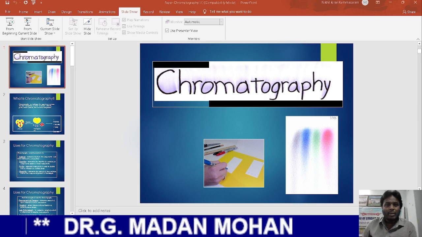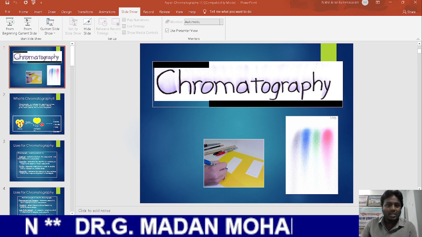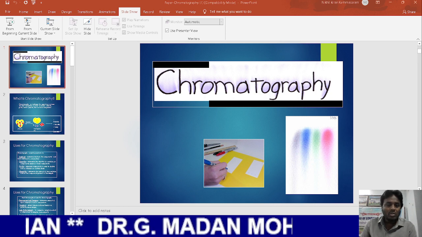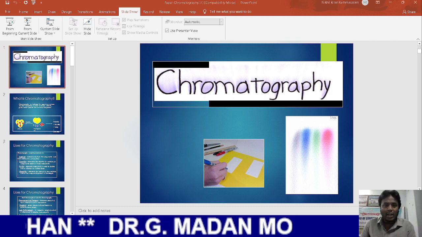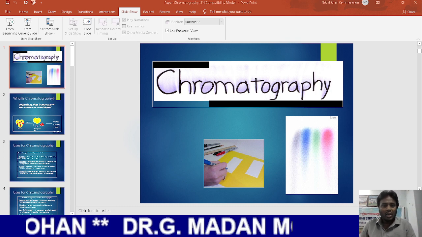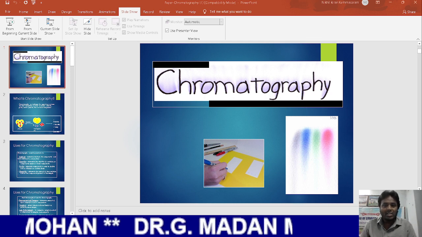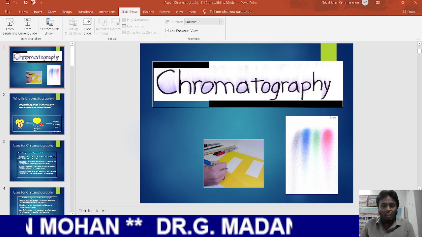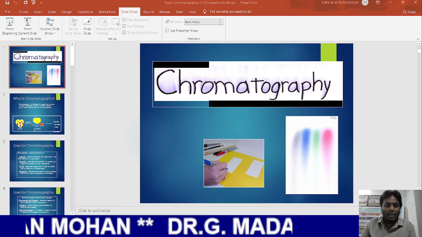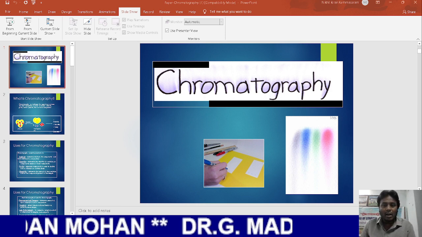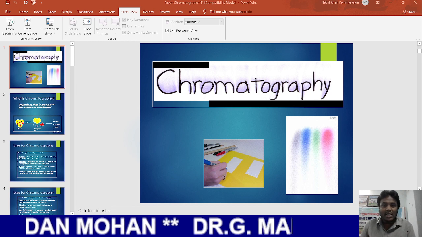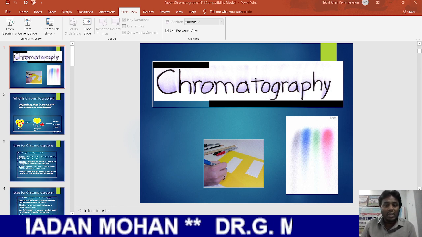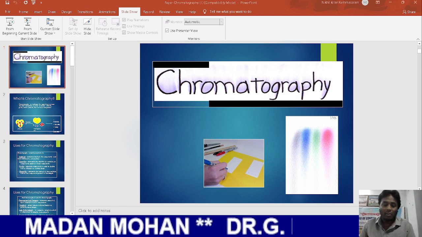Coming to the definition, as I said, chroma means color, graphy means to study. It is useful for separation of compounds. Initially it was used for separation of colored compounds and the name chromatography was given. Every chromatography consists of three components: sample, stationary phase and mobile phase. Based on the nature of the stationary phase, chromatography has been classified into two types. If the stationary phase is a solid, it is commonly called adsorption chromatography. If the stationary phase is a liquid, it is called partition chromatography.